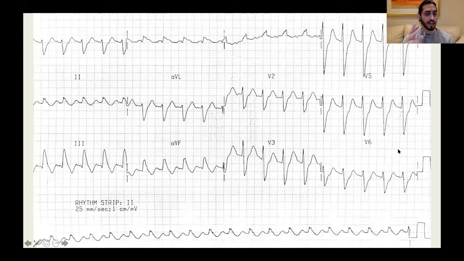Difficult ECG, but just like any ECG that you look at, if you look through it systematically, and then just pick up the signs, and then add them all together, add it to the clinical picture, add it to the other investigations, then you're able to diagnose what the condition is.